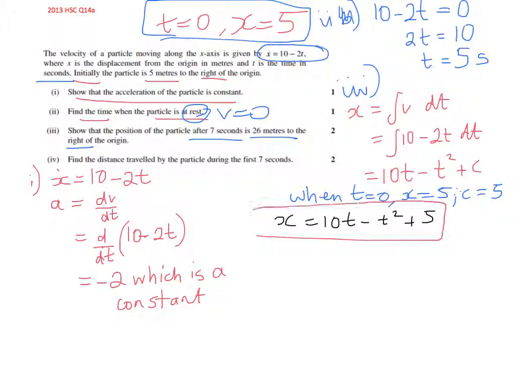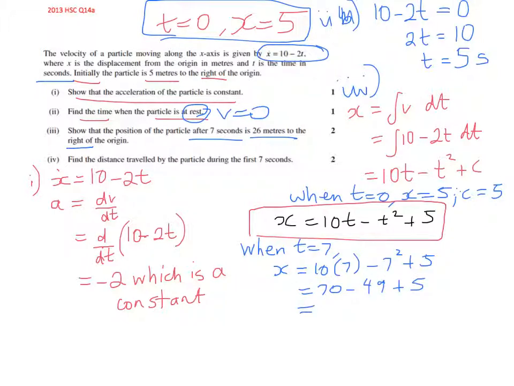And then how can we use this to answer the question? Show that the position of the particle when t equals 7 is 26. So let's substitute in t equals 7. Just show that the answer is 26, so you want to show all the working out you can. 10 times 7 minus 7 squared plus 5. It's 70 minus 49 plus 5. Put it in your calculator and double check that the answer is 26. And displacement is in meters, so meters.